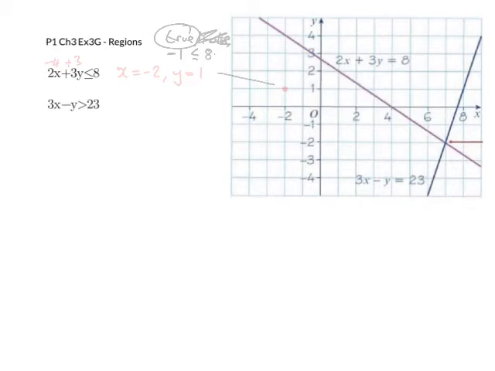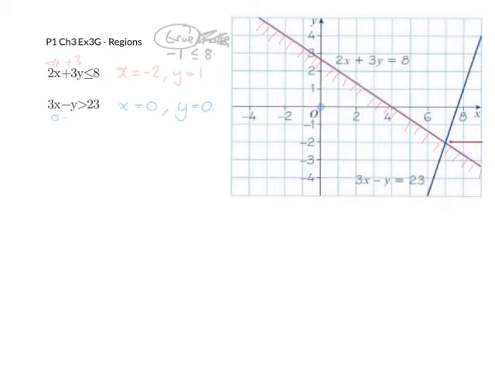-1 is less than or equal to 8, so that's true. So that point is on the right side of the line, and we shade the side of the line that point is on. We've got a choice of two lines here, it's this one. And so what we're going to do is quickly shade the same side of the line that the point was on, because it passed the test. That's what we're doing when we do that test. We're testing whether that point corresponds to the correct inequality.